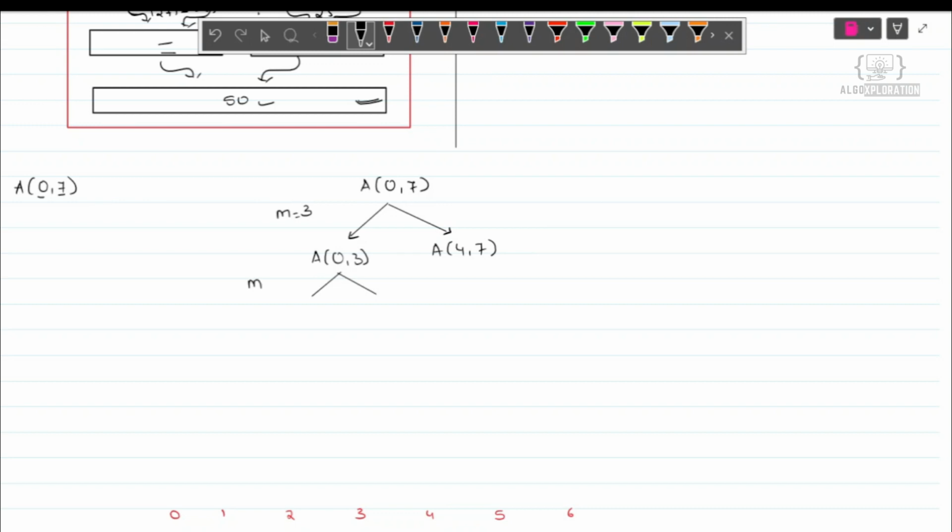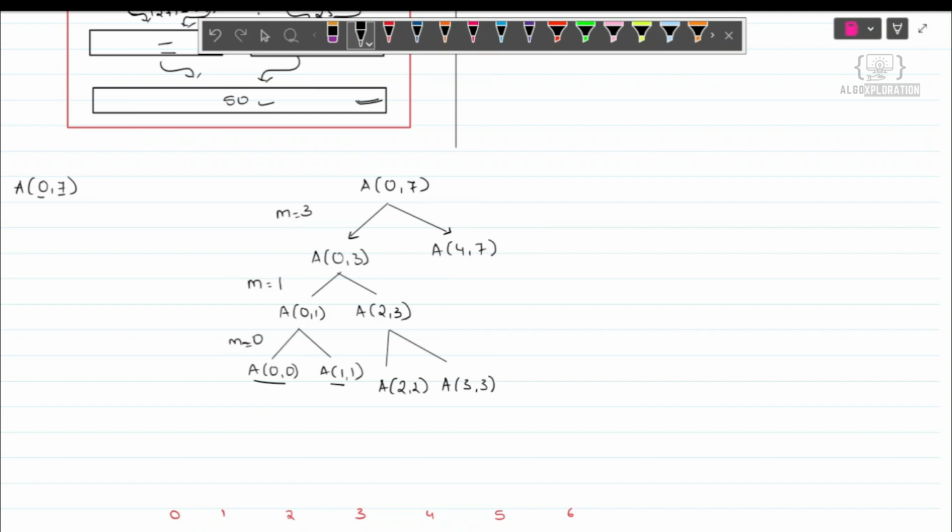So here the mid will be 0 plus 3 divided by 2, that will be 1. So a of 0 to 1 and a of 2 to 3. Again we will divide it. So mid will be now 0. So a of 0 to 0 and a of 1 to 1. Now this array contains only a single element, so we don't have to go further. Similarly here also, a of 2 to 2 and a of 3 to 3.